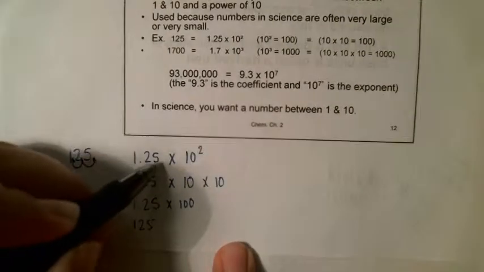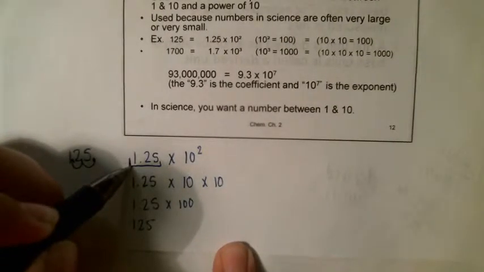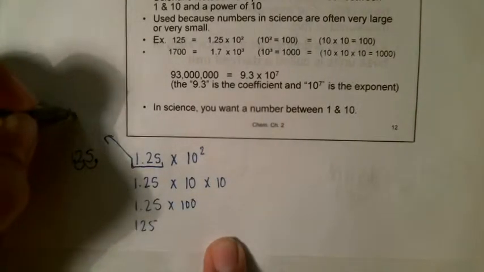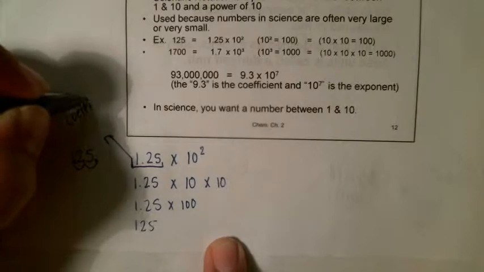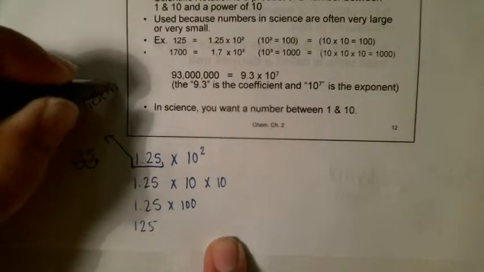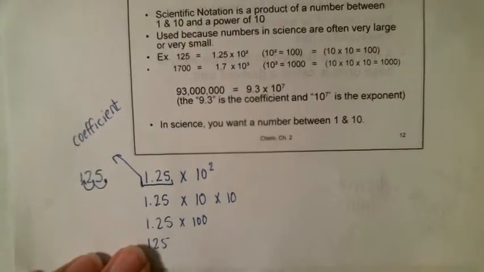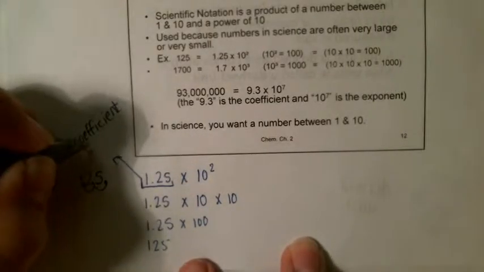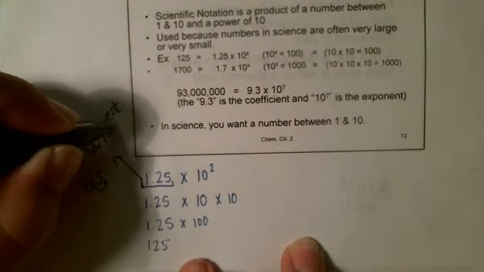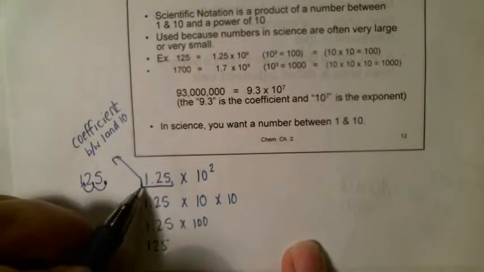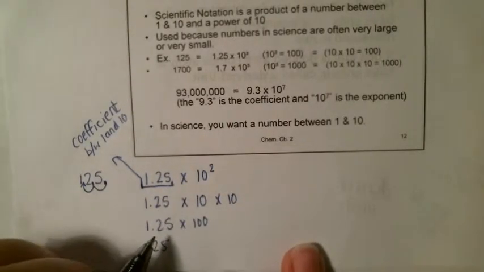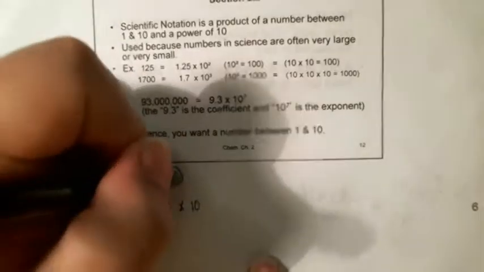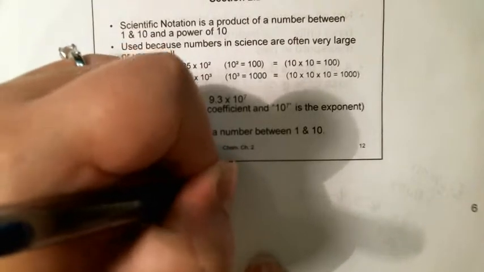This part of the number, whatever comes before the multiplication sign, that's called the coefficient. Okay, so you want the coefficient to be between 1 and 10. Between 1 and 10. So in this case, it's 1.25. Okay, and this part right here, that is called your exponent.